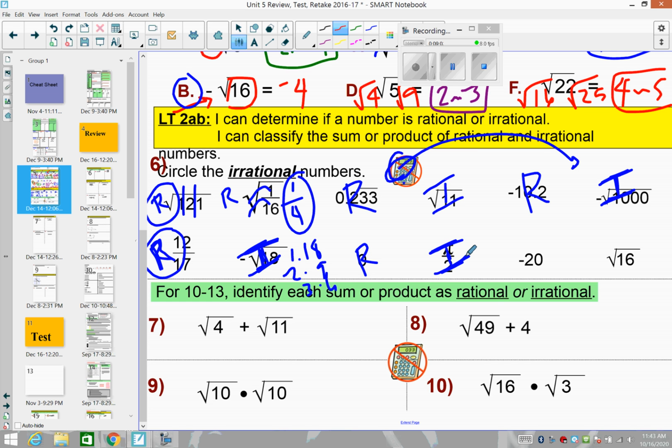Pause the video at any time. If this is going too fast, of course, you just need to push pause. I'm just going to keep going at my pace because I'm covering everything in the unit.